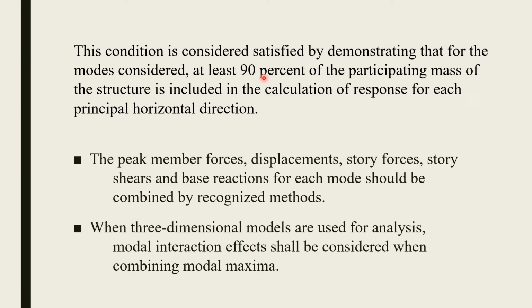The condition is considered satisfied by demonstrating that for the modes considered, at least 90% of the participating mass of the structure is included in the calculation of response for each principal horizontal direction. It means when we are performing the modal analysis, we have to make sure that 90% of the participating mass of the structure should be included in the calculations. Okay, that is very important.